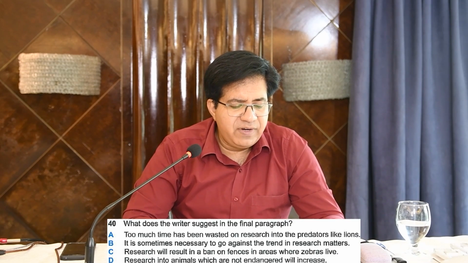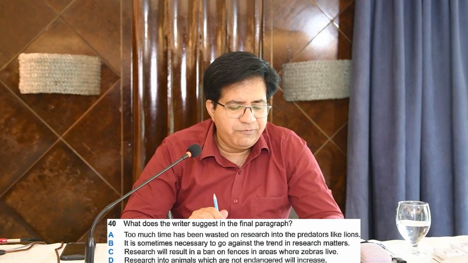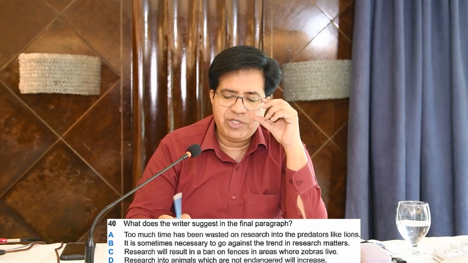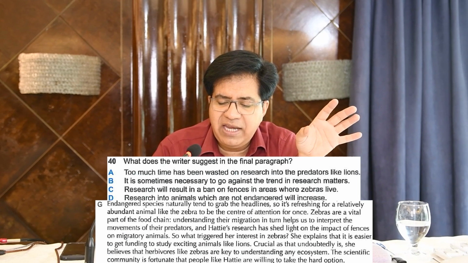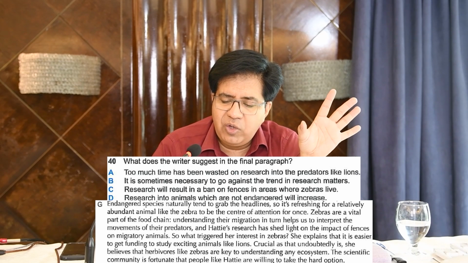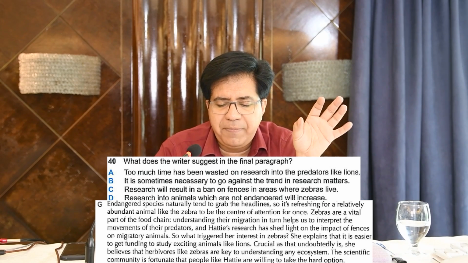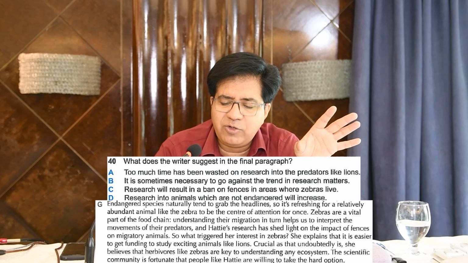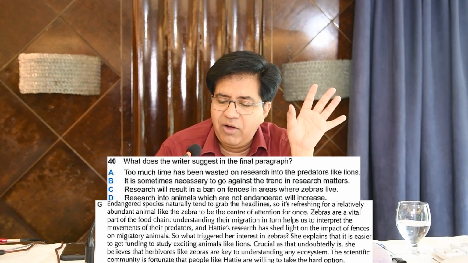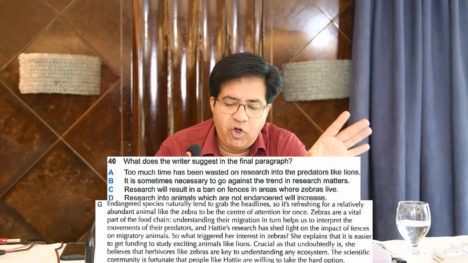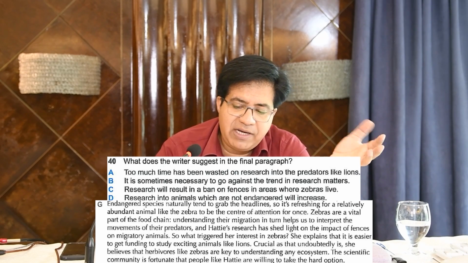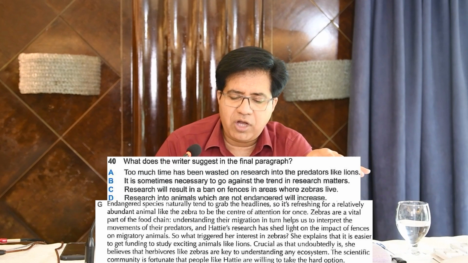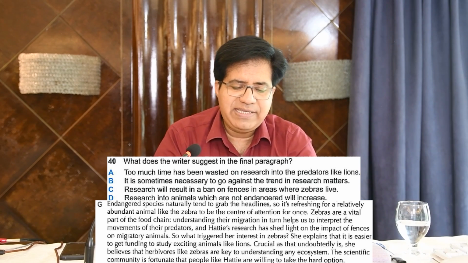Question number 40, what does the writer suggest in the final paragraph? Last paragraph and the writer's suggestion. In the first line: endangered species naturally tend to grab the headlines, so it is refreshing for a relatively abundant animal like the zebra to be the center of attention. Now just see which option it matches. Endangered species grab the headlines, but it is refreshing to talk about an abundant animal like the zebra.